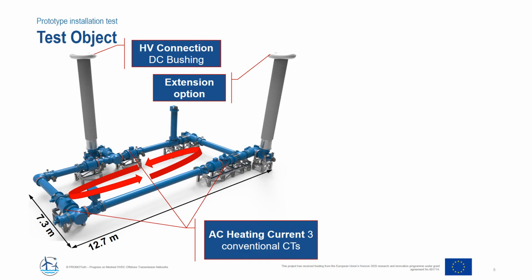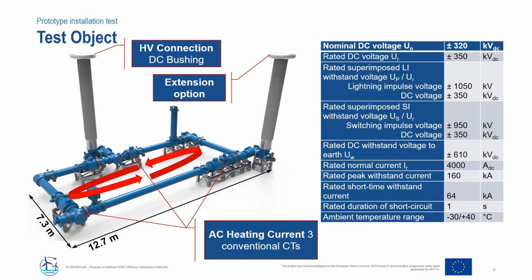That means there is current running in the conductor, in the bus duct, of course. This current has been supplied through conventional current transformers. Three current transformers are indicated here, which are used to induce a current of about 4,000 amps to heat up the bus duct, as a result of which you will also measure some temperature elevation on the enclosure. And then the rating specification has been mentioned as shown here.